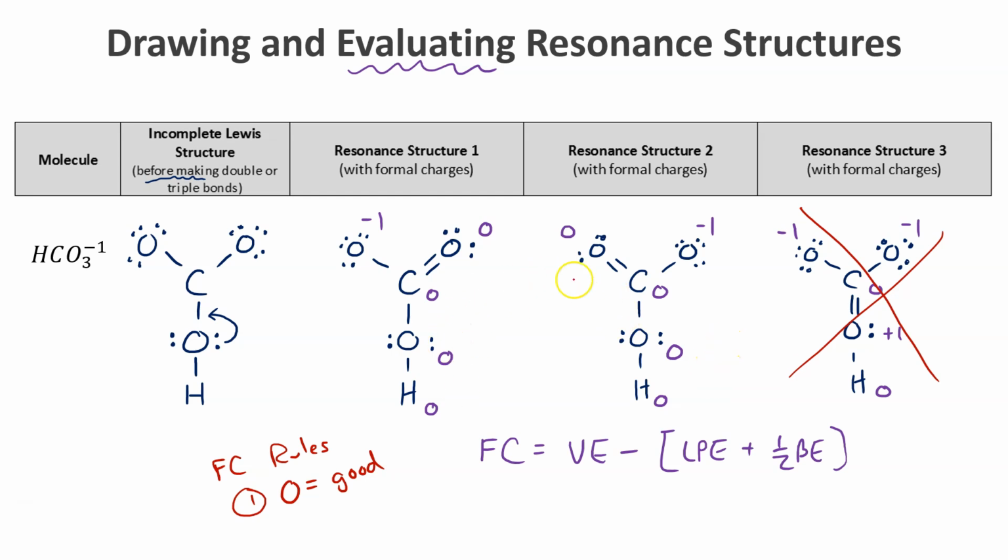That leaves us with these 2 resonance structures, and they are exactly equivalent to each other, at least in terms of formal charge. Each of them has 4 zeros. Each of them has a single -1, and the -1 is on an oxygen atom in both cases. So there's no way we can differentiate between those 2, which means they are both equivalent resonance structures for HCO3-. So that wraps it up for this video on drawing resonance structures and evaluating them with formal charge. Thanks a lot for watching.